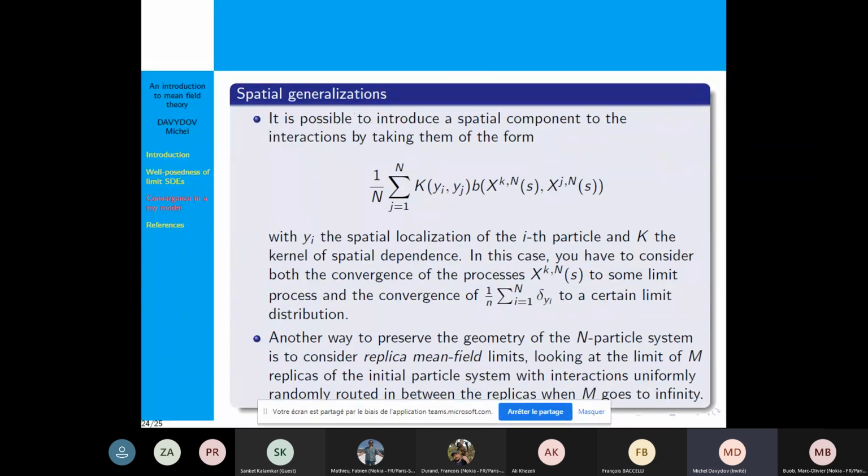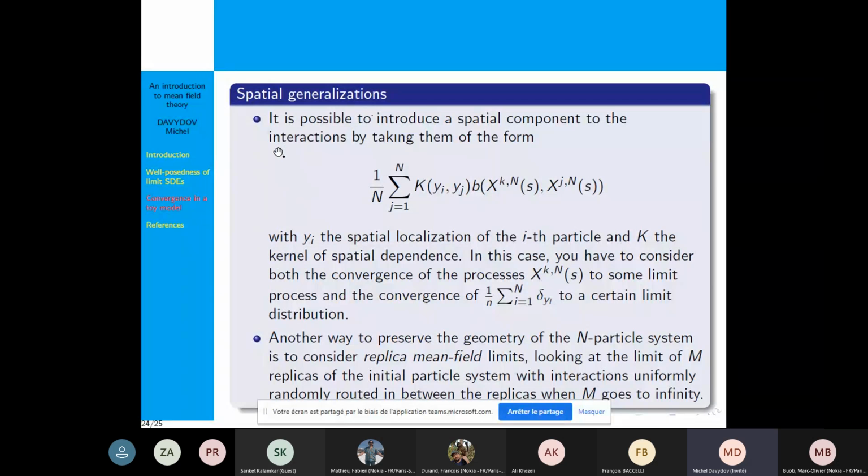Okay, so to finish off this talk, because I'm precisely on time, I just wanted to mention a few generalizations of these already pretty general mean field models.